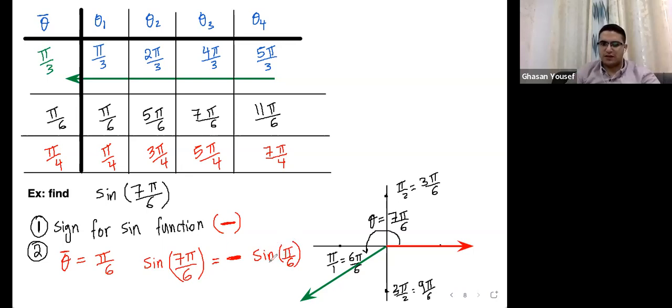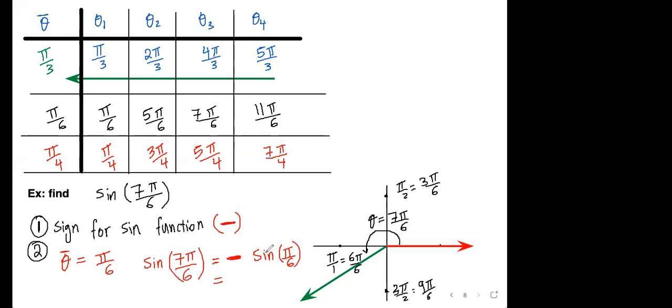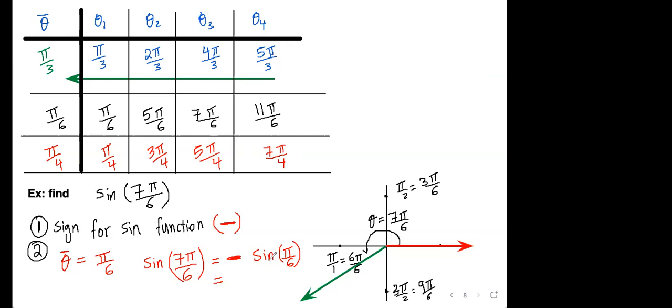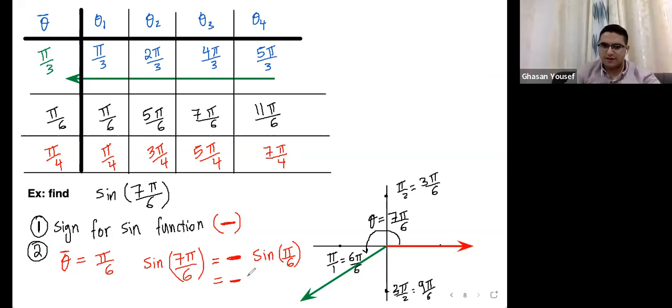Now you have to go back to the table I shared at the beginning of the class. What is the sine of pi over 6? What's the sine of pi over 6 from the table at the beginning of the class? Is it 30 degrees? It is 30 degrees, but what is the sine of 30 degrees? Oh, half? 1/2, correct. So the answer is minus 1/2. This is the answer to my question.